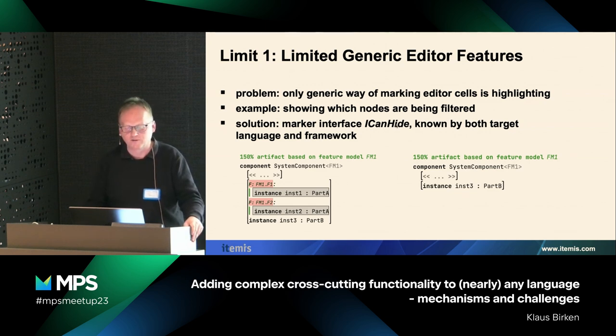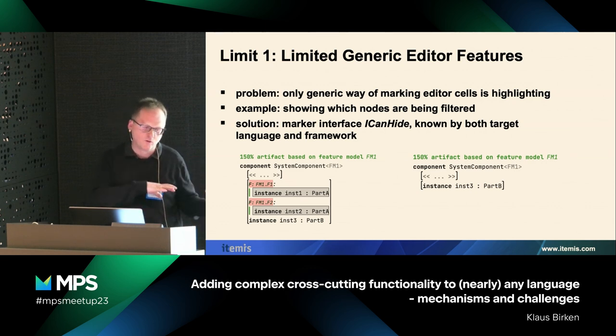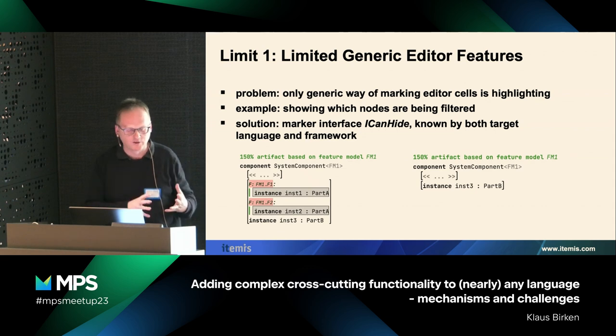And now with this interface, you can add these two concepts in your target language and then hide stuff arbitrarily. And variability is then using it to hide stuff. This is not nice because we have to change the language, but after all, we can remove the variability framework and the language is still alive.